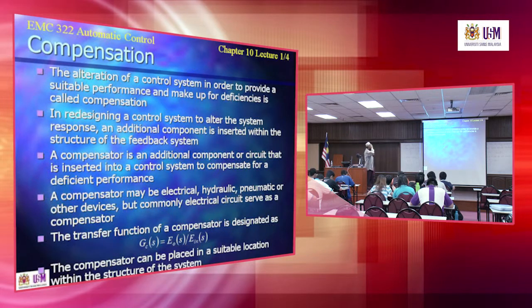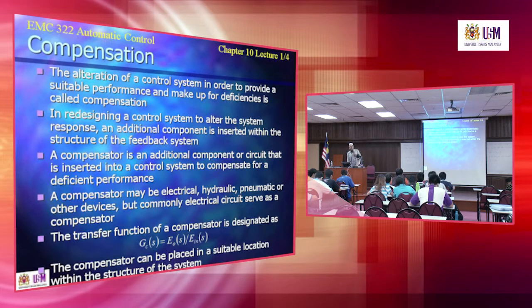Okay, when we do the design, when we do the alteration of the control system in order to provide a suitable performance and make up the deficiency, this is called compensation. Because we want to change the root locus, we need to add either poles or zeros to the system, in addition to the poles and zeros that you have in the plant's transfer function. So basically you are adding a compensation.